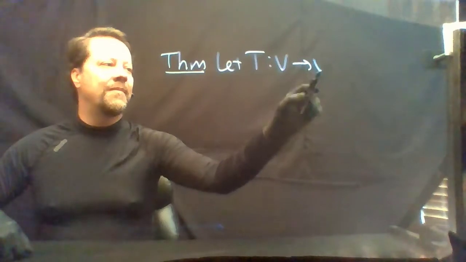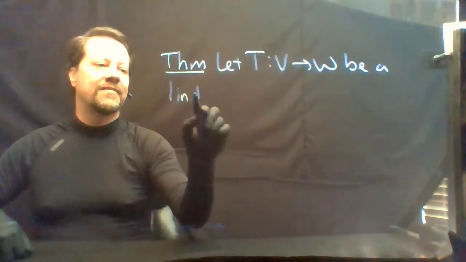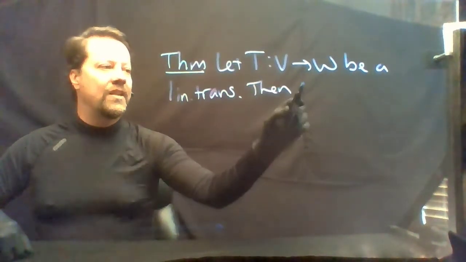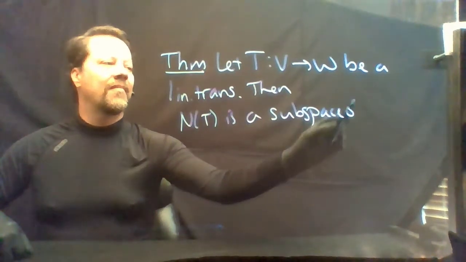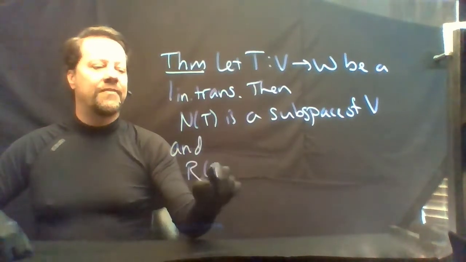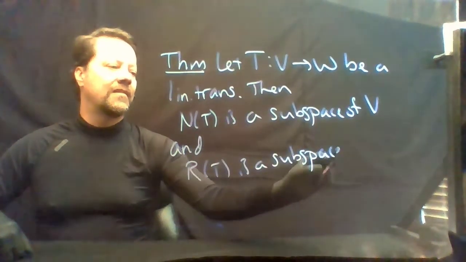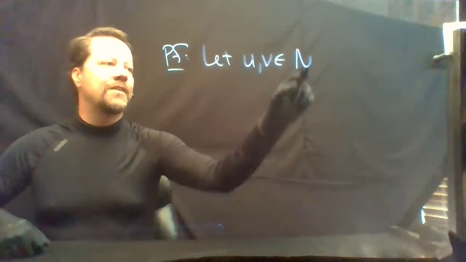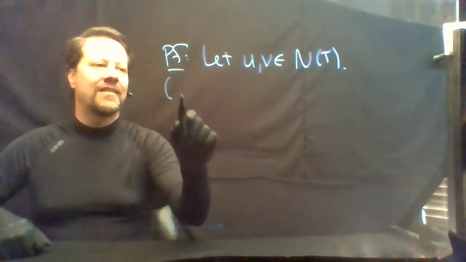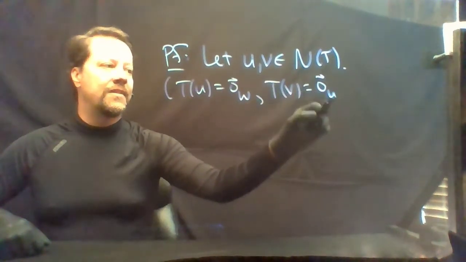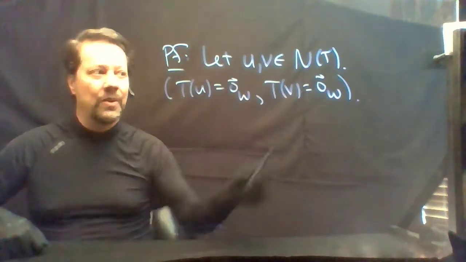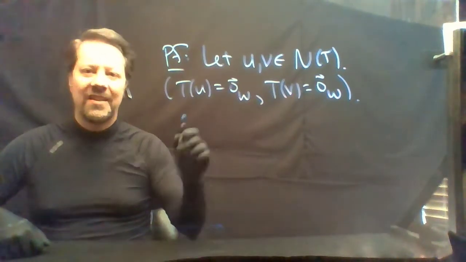Let T map V into W be a linear transformation. Then the null space of T is a subspace of V, and the range of T is a subspace of the codomain space W. By way of proof, for the first part, let U and V be elements of the null space of T. Note what that means. That means T of U is the zero in the codomain space, and T of V is also the zero in the codomain space. In order to show that the null space is a subspace of V, we need to show the two closure laws hold.